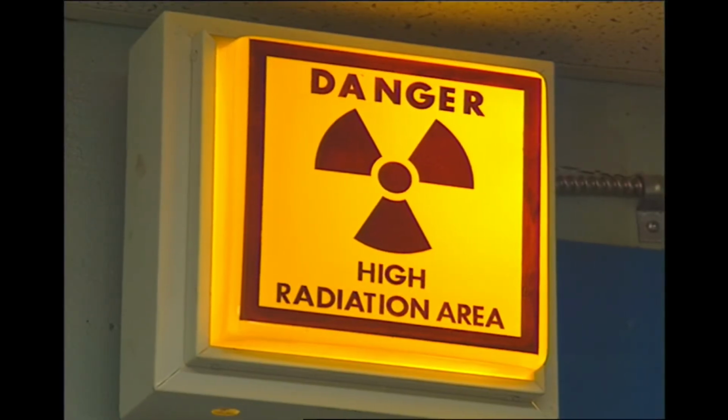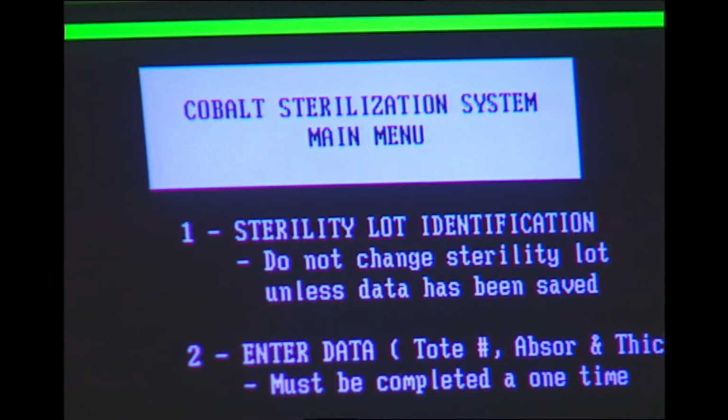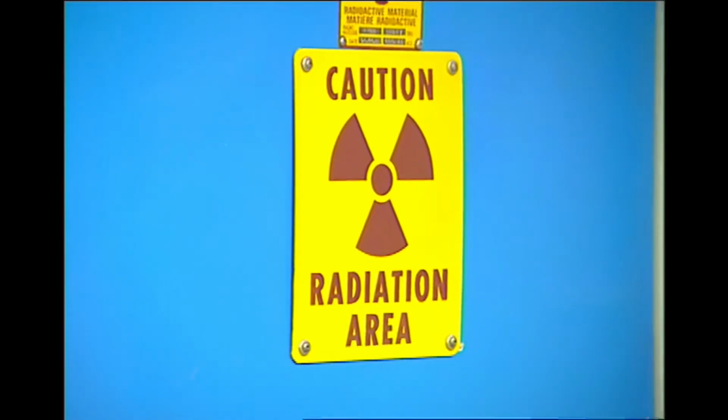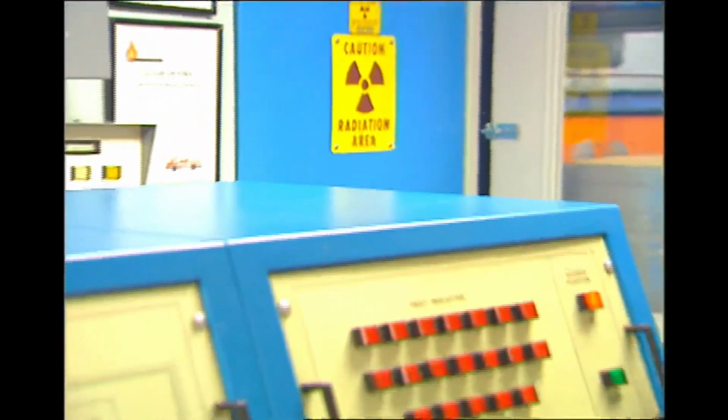IUDs are sterilized by gamma radiation. Radiation sterilization provides a higher confidence level for product sterility than IUDs that are sterilized by ethylene oxide.